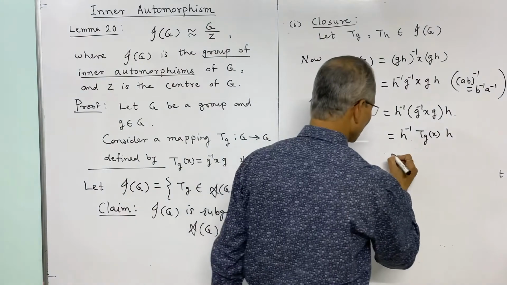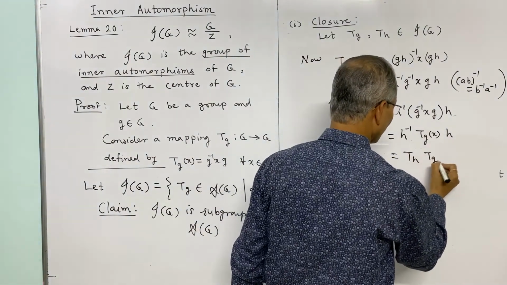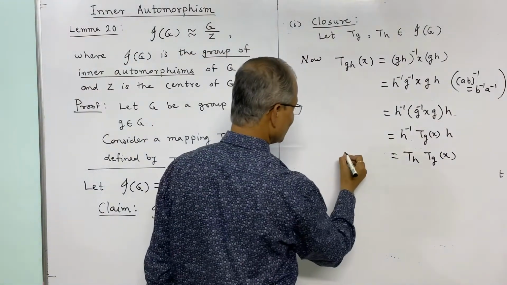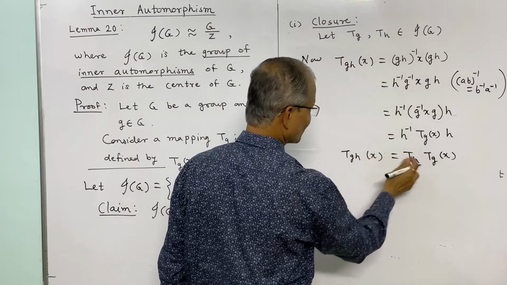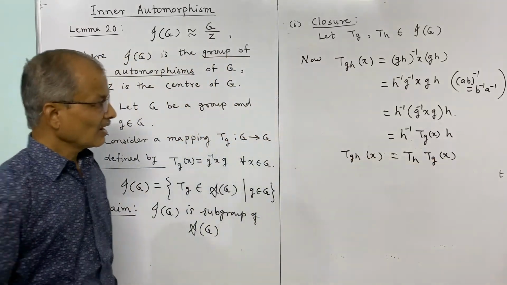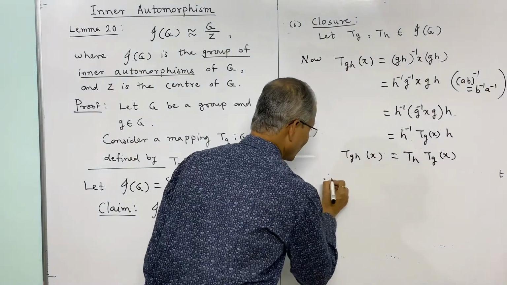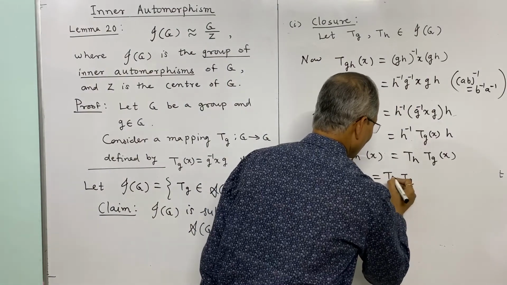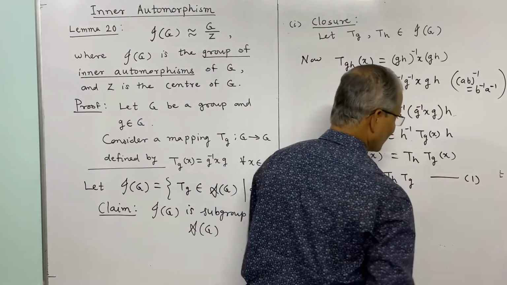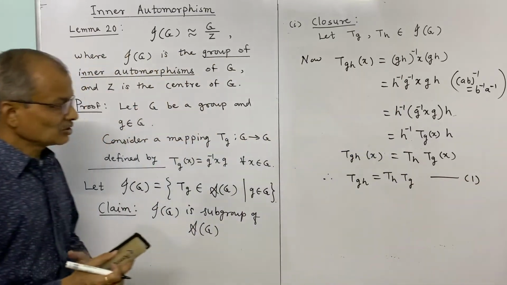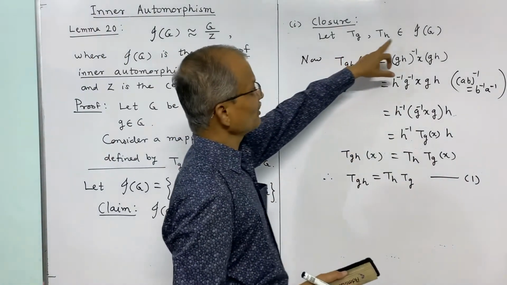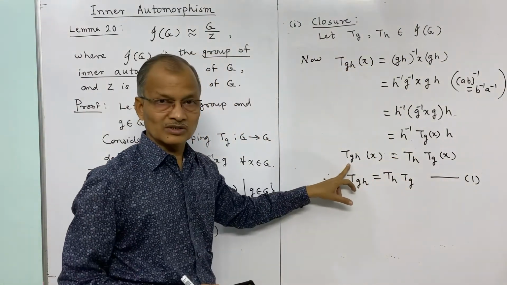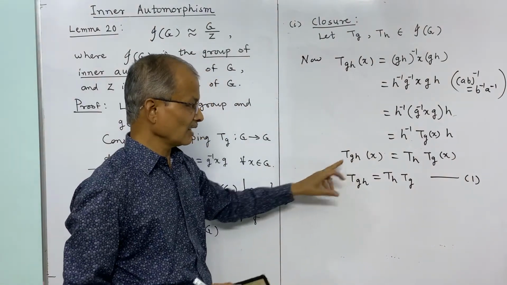So this is TH of TG of X, and thus the left side we have is TGH of X is equal to TH TG of X, and hence we have TGH is equal to TH TG. So we will refer to this as 1, we will use it again further, and this shows that TG and TH belong to IG. This implies their product TH TG, which is TG or TGH, is also in IG.